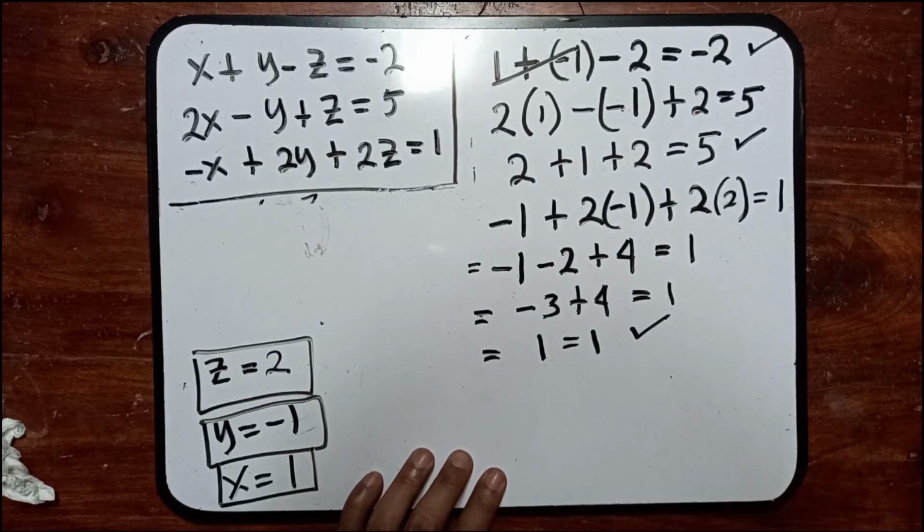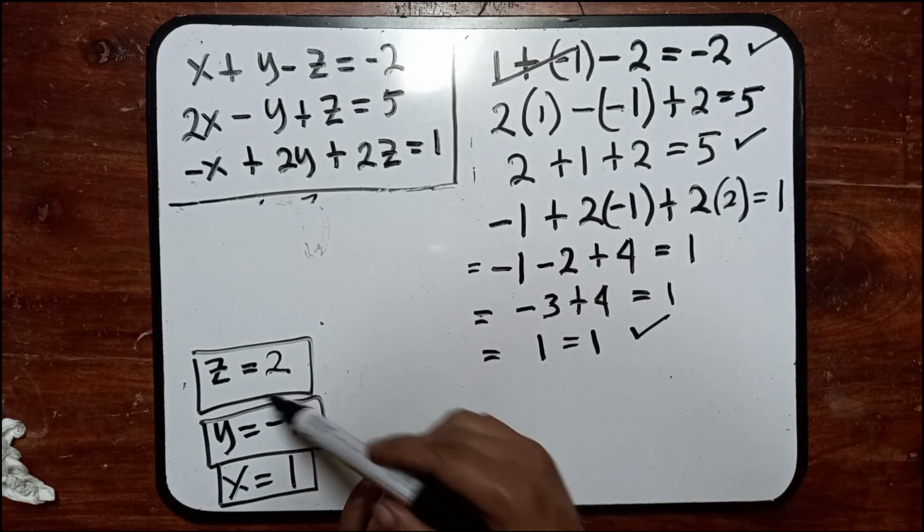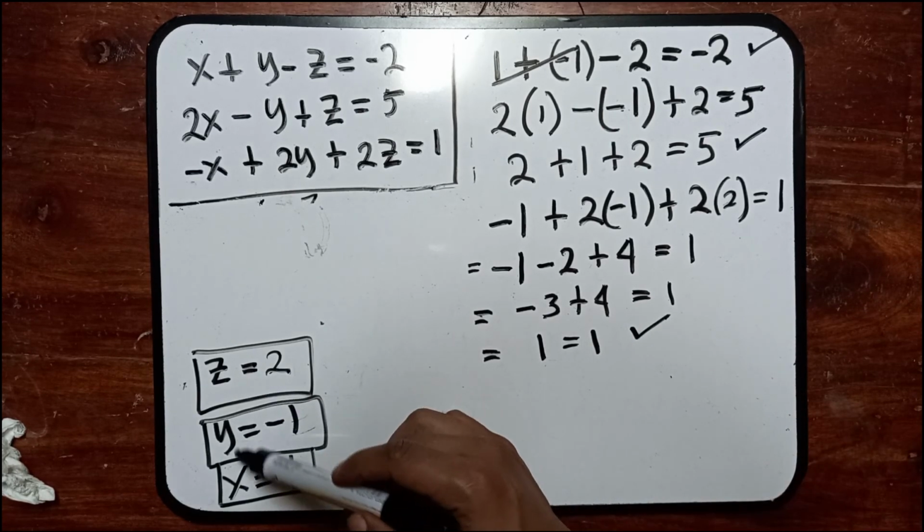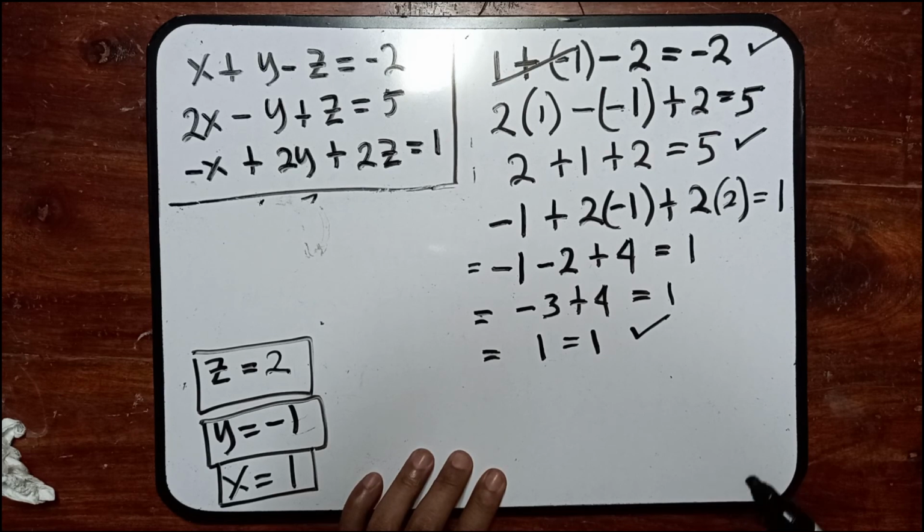So there you go. So we have correct values for z, y, and x. So that's how you perform Gaussian elimination to solve a system of equations.